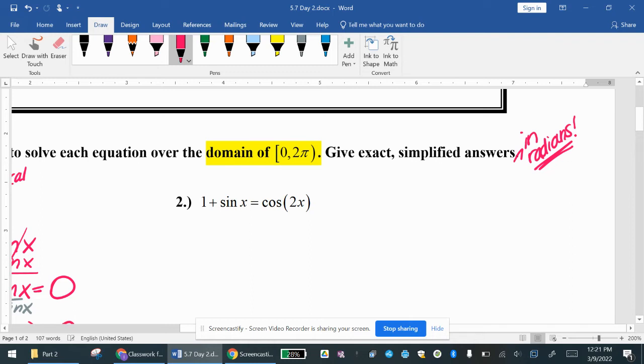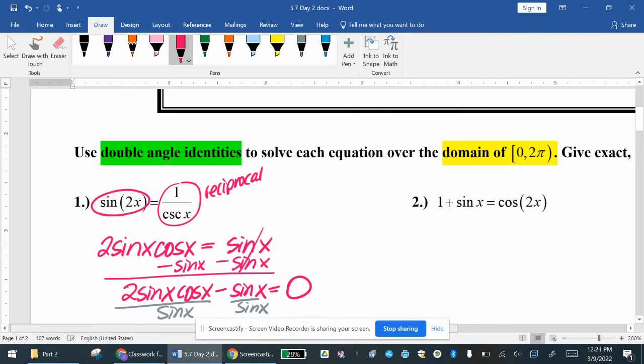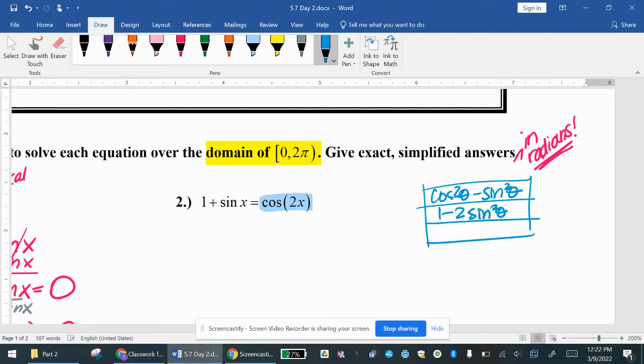You remember me saying that your goal is to really try to rewrite all the terms within the same family. So write everything in terms of sine, write everything in terms of cosine, etc. Unfortunately, with number 1, that was not possible since the double angle of sine only has one option. However, the double angle of cosine has a couple options, right? You can use cosine squared of theta minus sine squared of theta. You can use 1 minus 2 sine squared of theta. So these are all your options. Or you can use 2 cosine squared of theta minus 1.